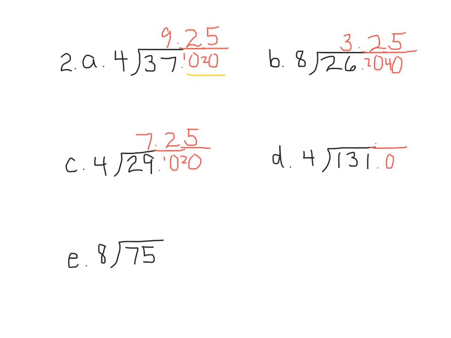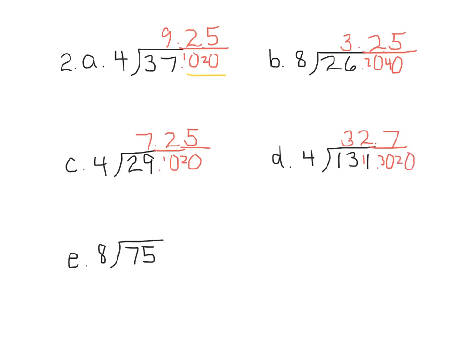4 into 13 goes 3 times, oops, and 3 times 4 is 12. I have 1 left over. 4 into 11 goes 2 times. 2 times 4 is 8. I have 3 left over. So 4 into 30 goes 7 times. 7 times 4 is 28.